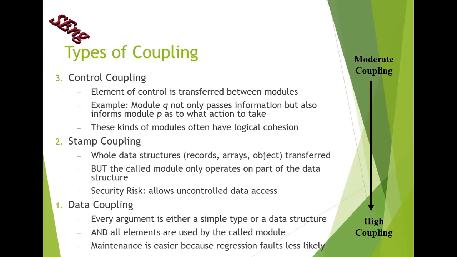Stamp coupling: whole data structures are transferred, but the called module only operates on part of the data structure. Security risk: allows uncontrolled data access. Third is control coupling: an element of control is transferred between modules. For example, module Q not only passes information but also informs module P as to what action to take. These kinds of modules often have logical cohesion.